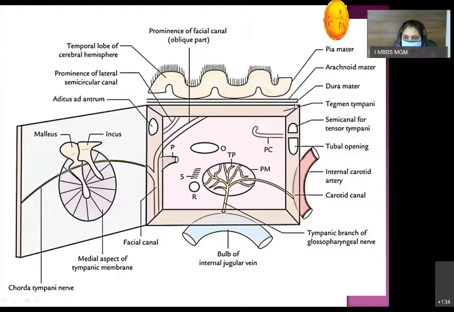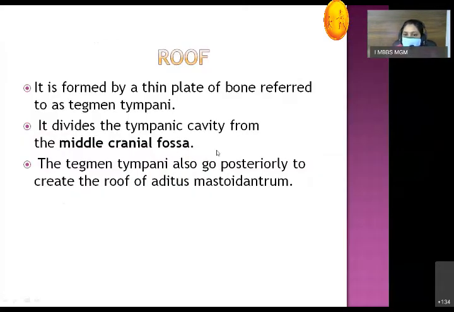So the roof is formed by the thin plate of bone, that is tegmen tympani, and it separates the middle ear cavity from the middle cranial fossa, where there will be the temporal lobe of the cerebral hemisphere, which is covered by the pia mater, arachnoid mater, and dura mater. So this is the tegmen tympani.